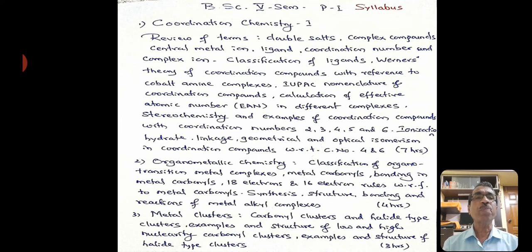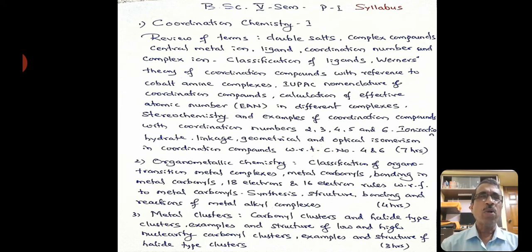The third topic in this is metal clusters: carbonyl clusters and halide type of clusters. These are the two types of metal clusters. Examples and structure of low and high nuclearity carbonyl clusters, and examples and structure of halide type of clusters, which carries 3 hours.